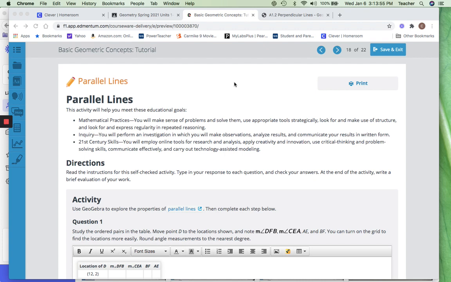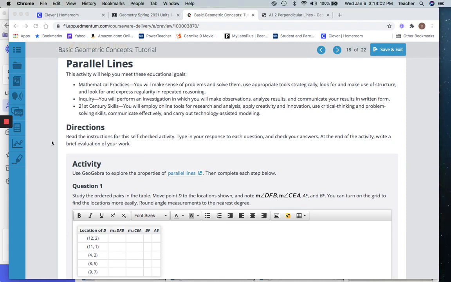So on slide 18, we're on parallel lines. We just talked a minute ago about what it means to be parallel. It means they're never going to intersect. But those are lines that are in the same plane. You can also have lines that never intersect but are in different planes. Those are called skew lines. We're going to talk about those a little bit later in geometry. But parallel lines are lines that never intersect. They just happen to be in the same flat surface like a plane.